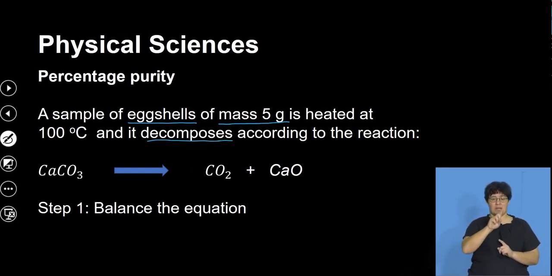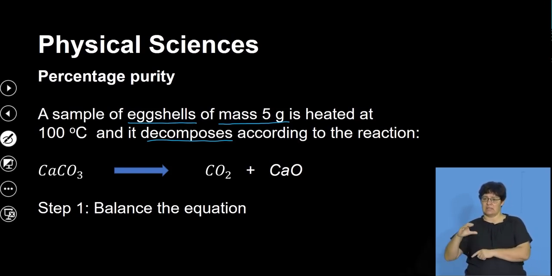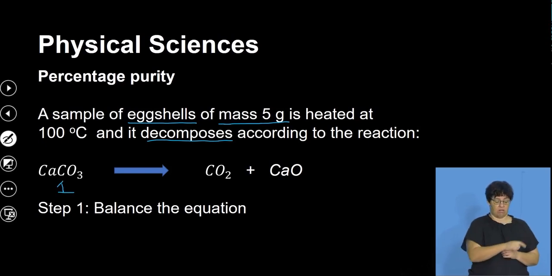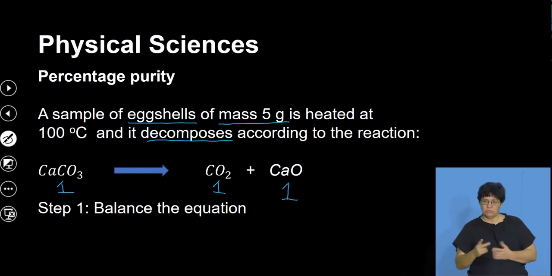What does this tell us? It tells us that this is a decomposition type of reaction, okay? So step number 1, we need to balance the equation of the reaction. How many atoms of calcium do we have on the left? It's 1, 1. Carbon, it's 1 on the left, 1 on the right. Oxygen, we've got 3 on the left and 3 on the right. So this is actually balanced, okay? The stoichiometric ratio in which they react is 1 mole of calcium carbonate decomposes to form a mole of carbon dioxide and a mole of calcium oxide, right?